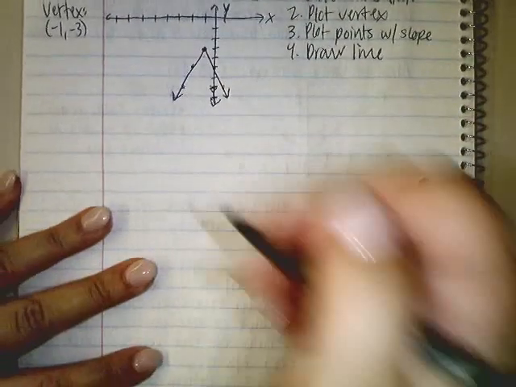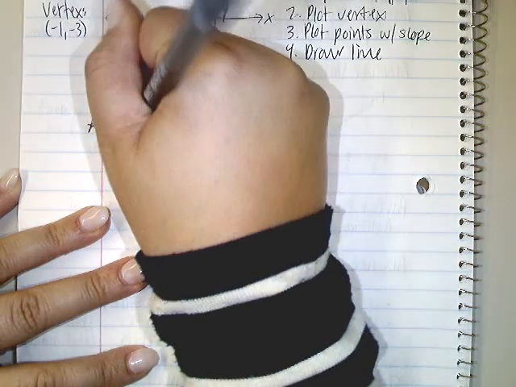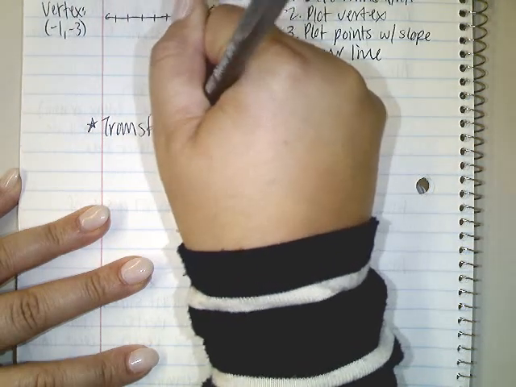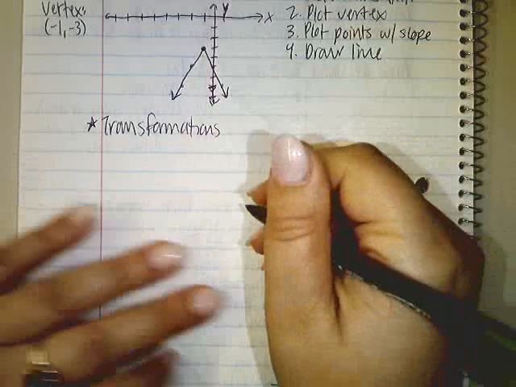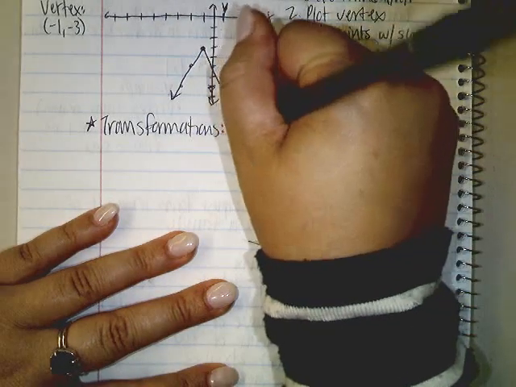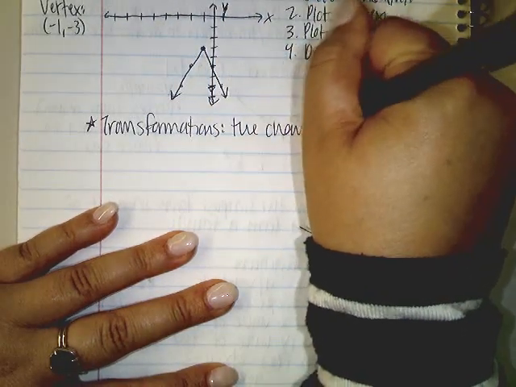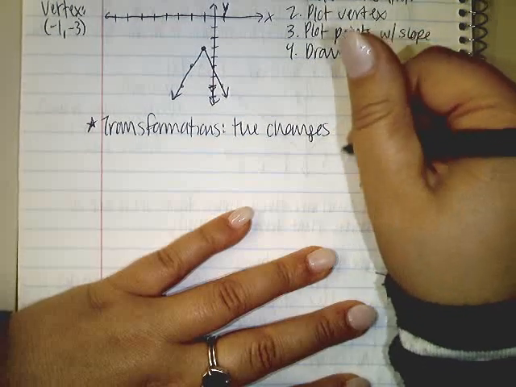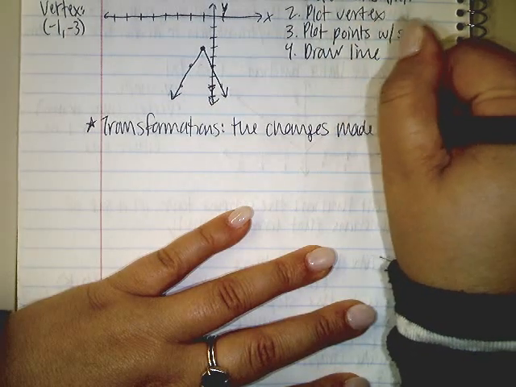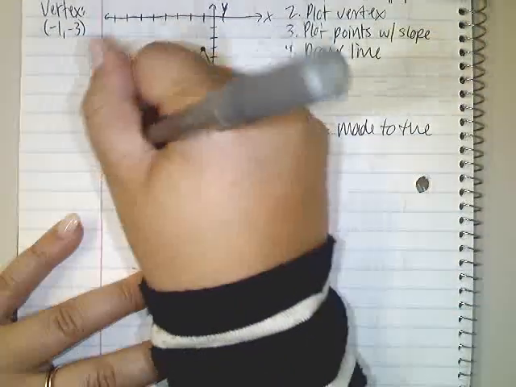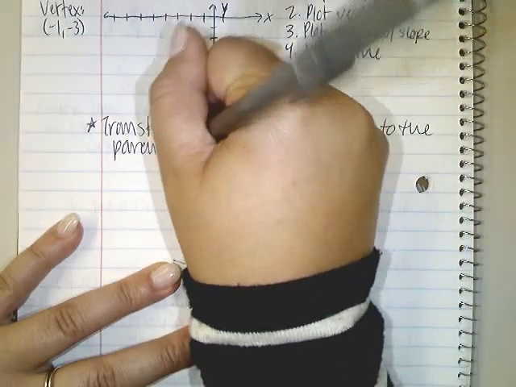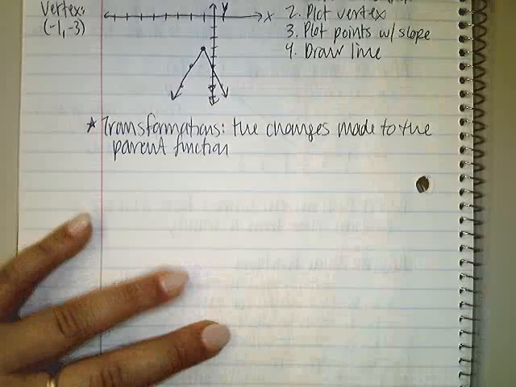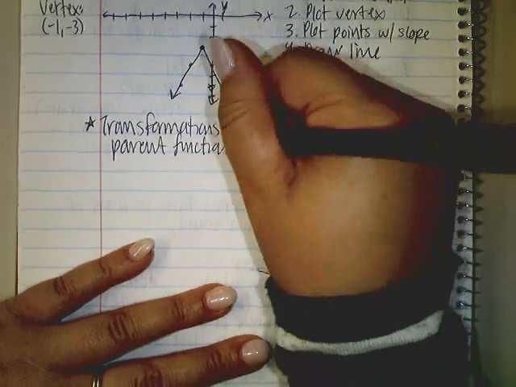All right, so the last thing, I'm going to do a bunch of writing here, so bear with me. We're actually going to talk about all the transformation terminology. The transformations, these are the changes made to the parent function to make the other functions in the family.